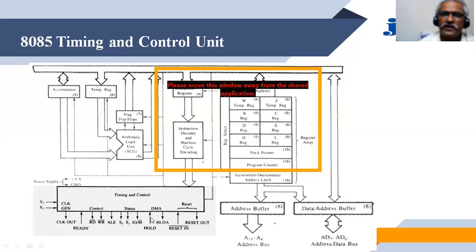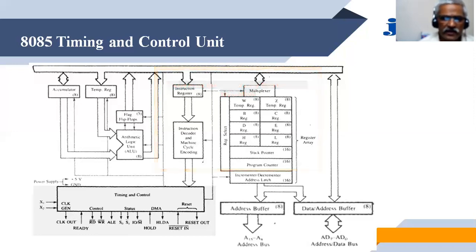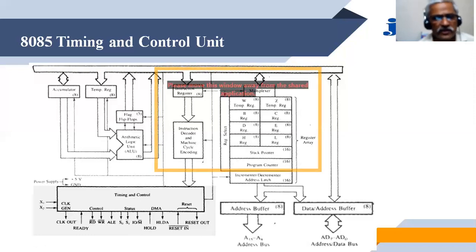Then you have HOLD coming as an input signal from external devices such as a DMA controller, and HLDA is a signal to devices like the DMA controller to intimate, yes, I am ready to relinquish the buses for you to perform certain kinds of operations. Then you have RESET IN and RESET OUT. So these are the different signals which are available on the timing and control unit.